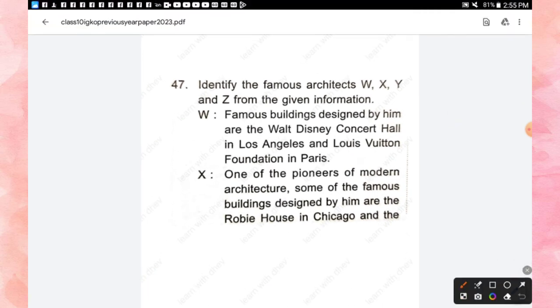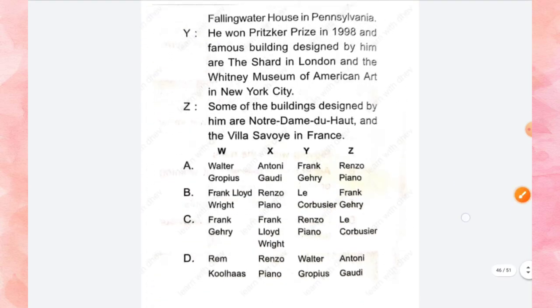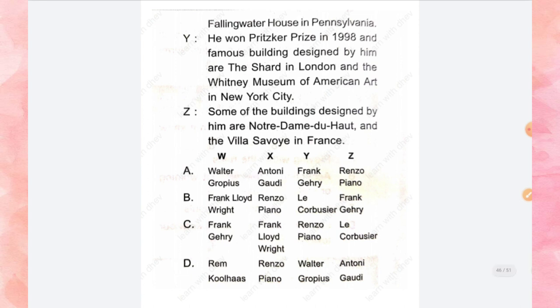Question number 47. Identify the famous architects W, X, Y and Z from the given information. W: famous buildings designed by him are the Walt Disney Concert Hall in Los Angeles and the Louis Vuitton Foundation in Paris. X is one of the pioneers of modern architecture. Some of the famous buildings designed by him are the Robie House in Chicago and the Fallingwater House in Pennsylvania. Y won the Pritzker Prize in 1998, and famous buildings designed by him are the Shard in London and the Whitney Museum of American Art in New York City.